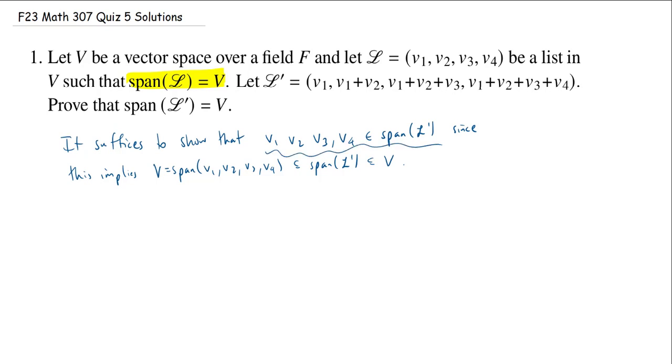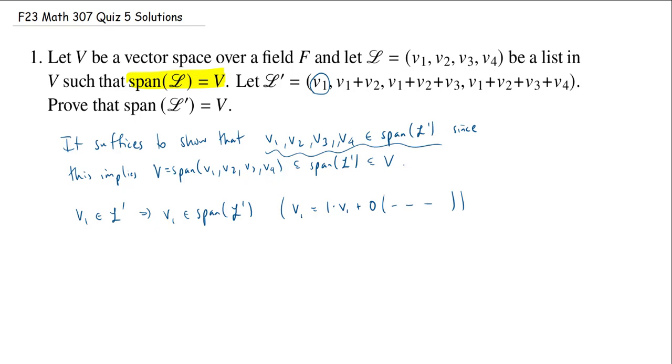Why are all of those vectors, V1, V2, V3, V4, inside the span of L prime? Well, all we have to do is show that we get them as linear combinations. And one of those is very easy. We already know V1 is in the span of L prime because V1 is in L prime. It's just 1 times V1 plus all the rest. So V1 is in L prime, so that implies V1 is in the span of L prime. We just write V1 equals 1 times V1 plus 0 times all the rest of the stuff.